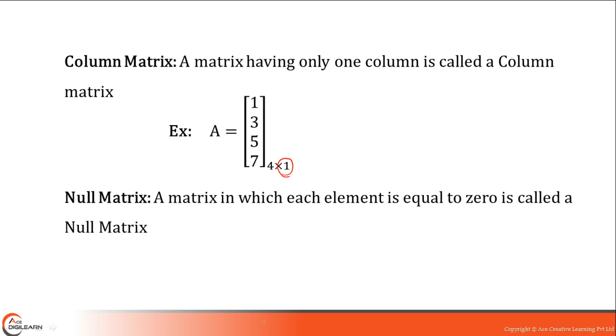Null matrix. A matrix in which each element is equal to 0 is called a null matrix. A null matrix is usually denoted with the letter O.